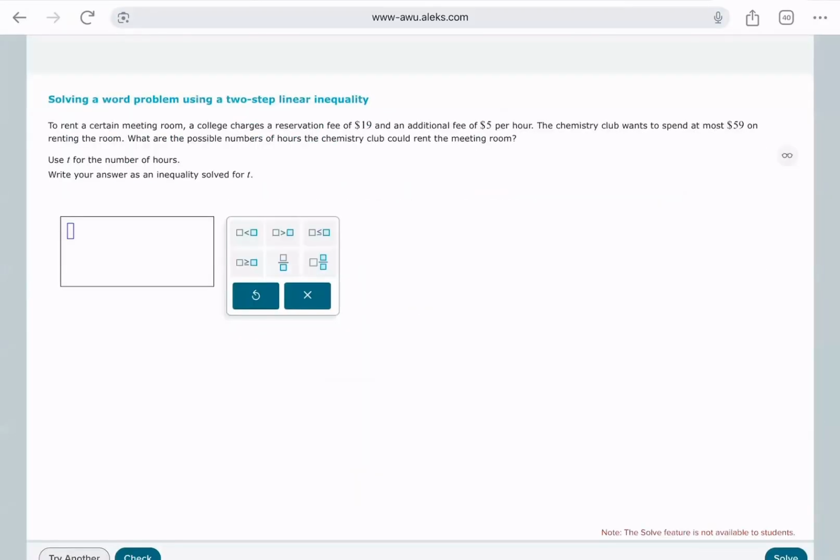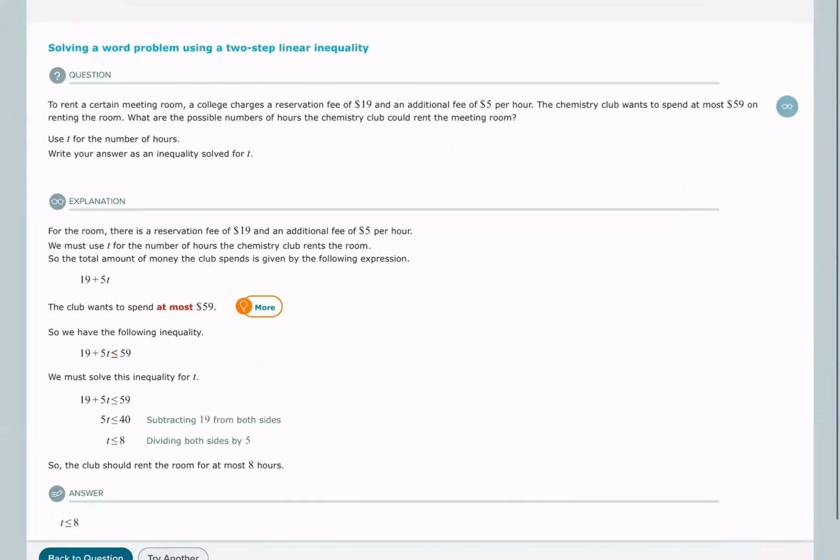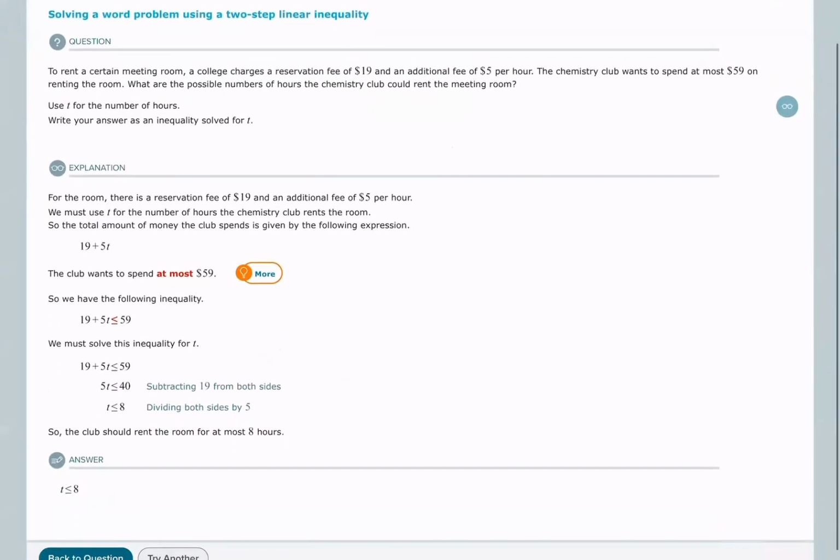Solving a word problem using a two-step linear inequality. That one might have a little challenge to it. Again, if it's super foreign to you or it just looks like gibberish, just do more problems like it till you feel like it has sunk in.